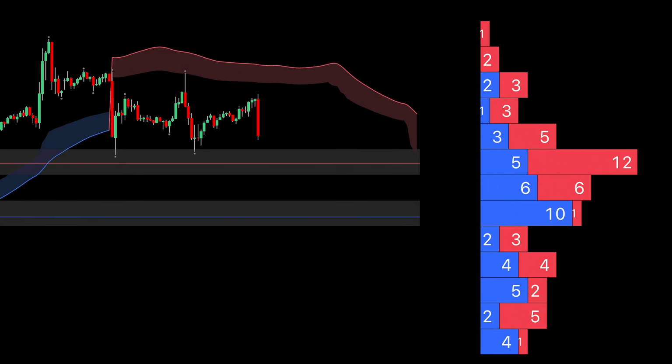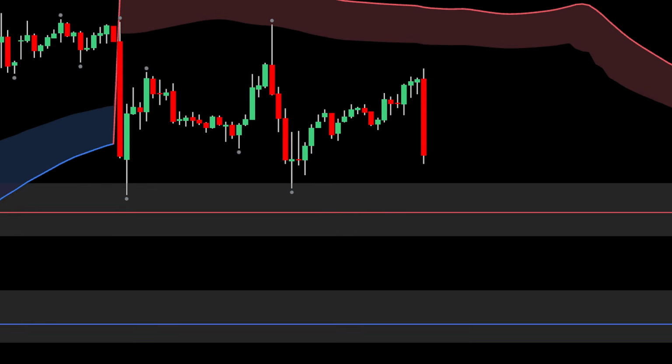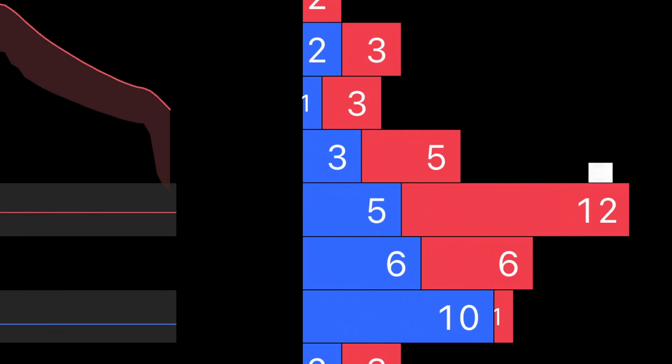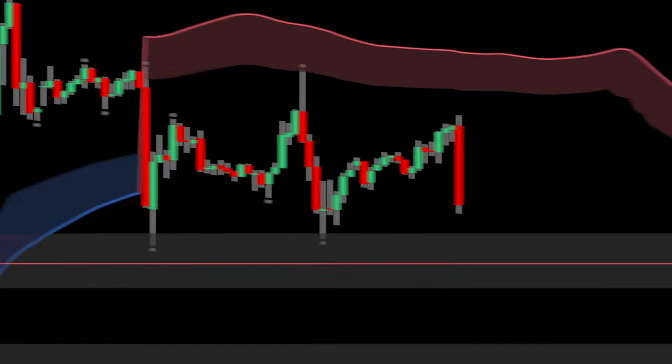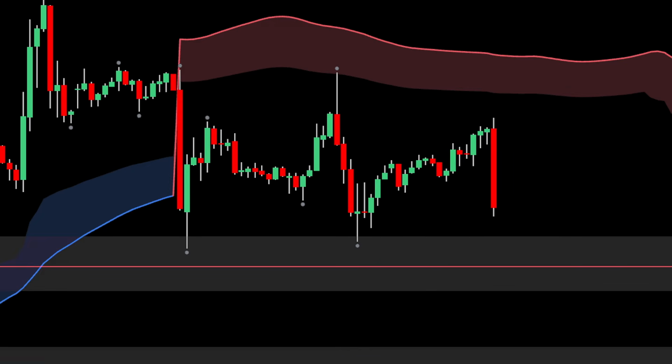Now, look at the current setup. Price is trading above both major pivot zones. But take a closer look. The higher of the two zones has 12 bearish pivots clustered around it, compared to just 5 bullish pivots below. That imbalance suggests the upper zone may not offer a strong buying opportunity.